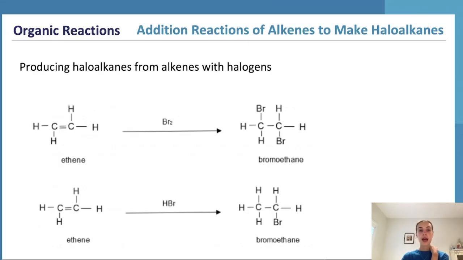The next one we can look at is addition reactions. And so addition reactions of alkenes to make haloalkanes. This is done by producing haloalkanes by combining alkenes with halogens. So for example, if we start off with a molecule like ethene, we can do a dihalogenation, or just known as a halogenation.